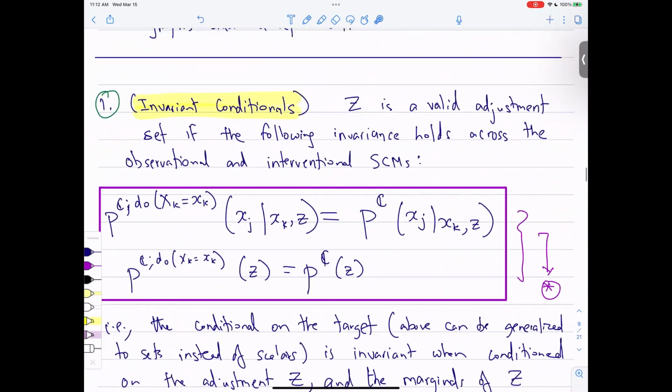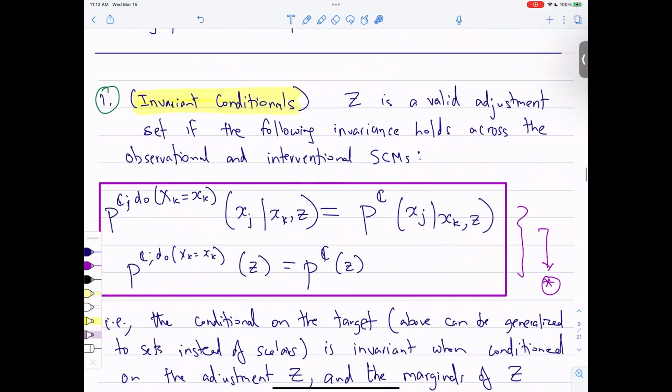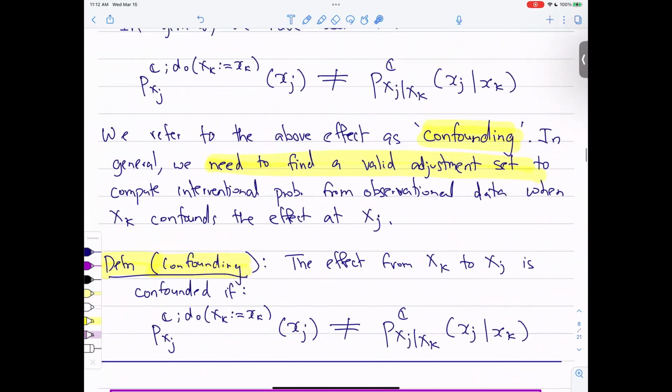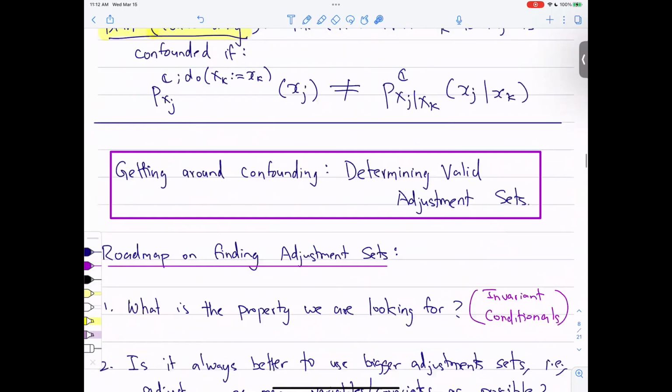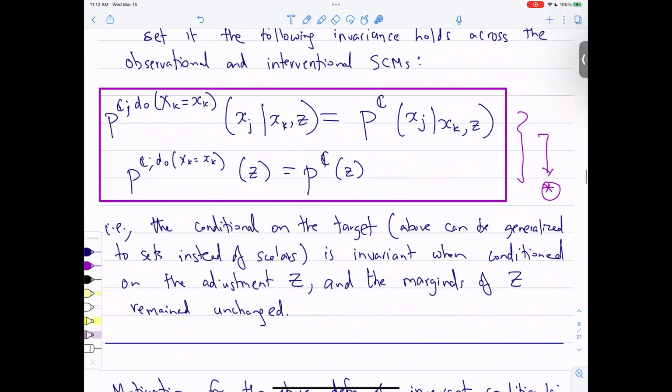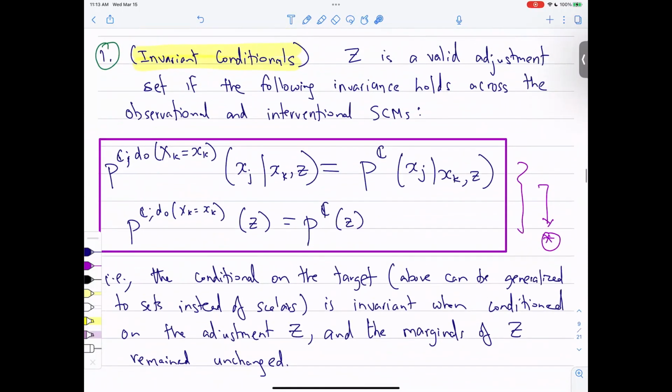So it's this 4-step roadmap. The first step is the algebraic property. A sufficient condition would be the following. Where is the adjustment theorem I had written?